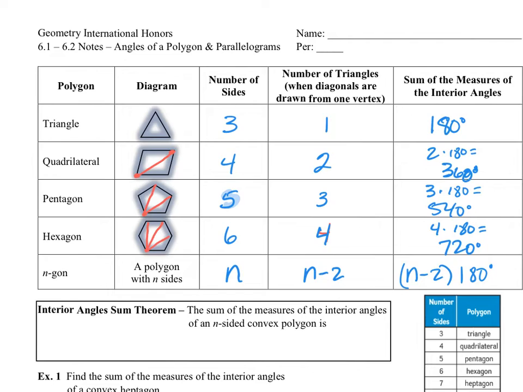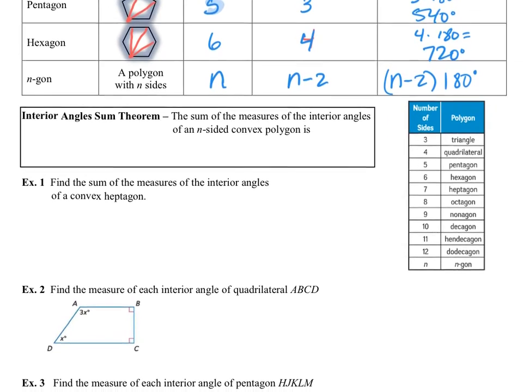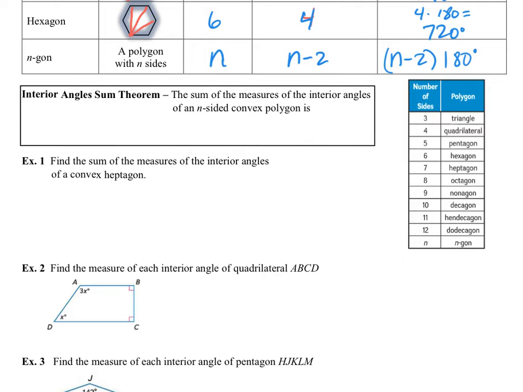So that leads us to our interior angle sum theorem, which says the following. The sum of the measures of the interior angles of an n-sided convex polygon is n minus 2, that's the number of sides minus 2, times 180 degrees.